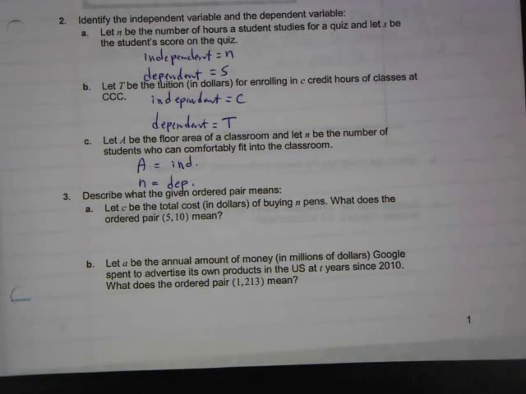Okay, describe what the given ordered pair means. Let C be the total cost in dollars of buying N pencils. What does the ordered pair 5, 10 mean? Well, the first thing you need to figure out there is which variable is the independent and which variable is the dependent.